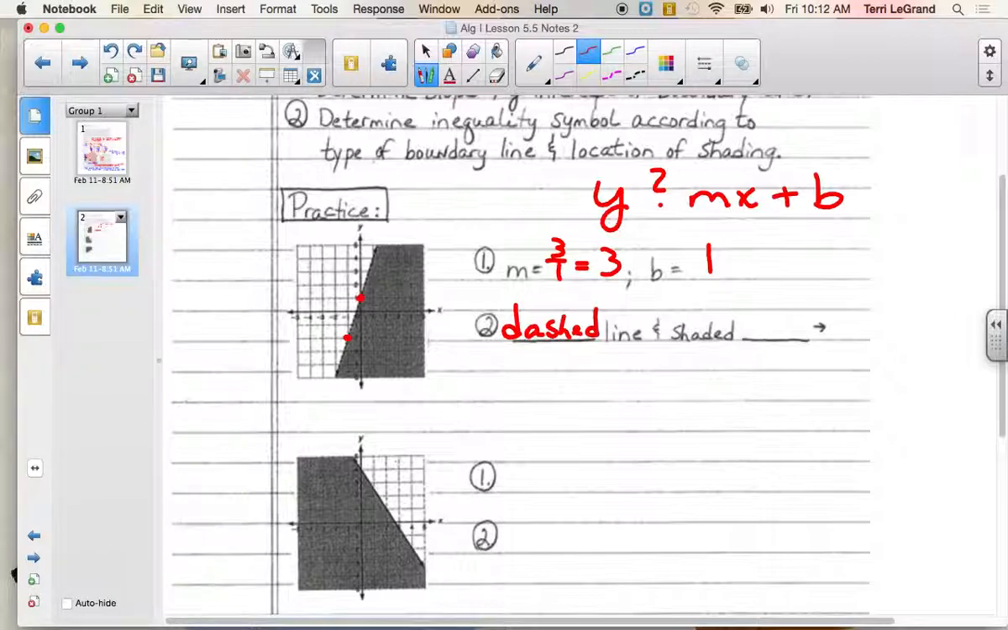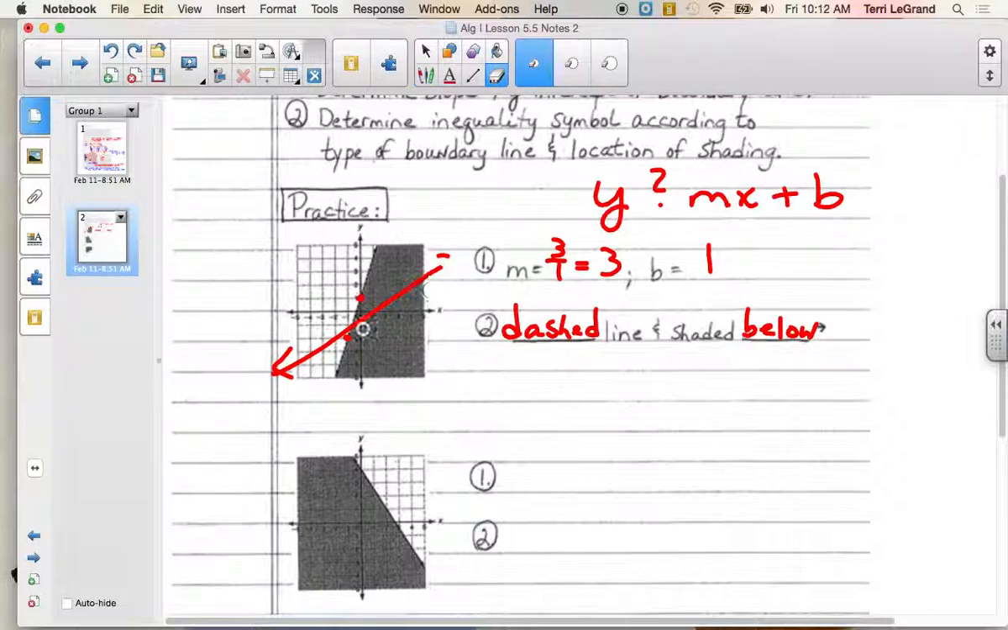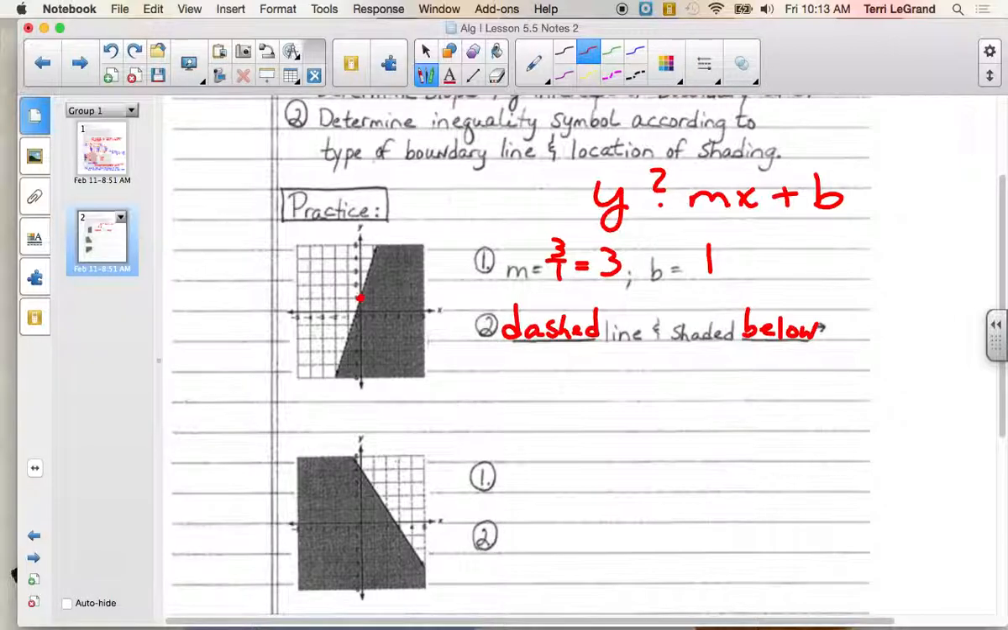It's so steep, it's kind of hard to tell. So here's what I do when I can't make that decision. I take that line and flatten it out a little bit, going the direction that it is. I say, you know what, I'm just going to flatten it out a little bit more. Is it shaded above or below? It's shaded below, isn't it? So if it is shaded below, and it's dashed, that tells me what kind of inequality symbol I need. Which one? Is less than.